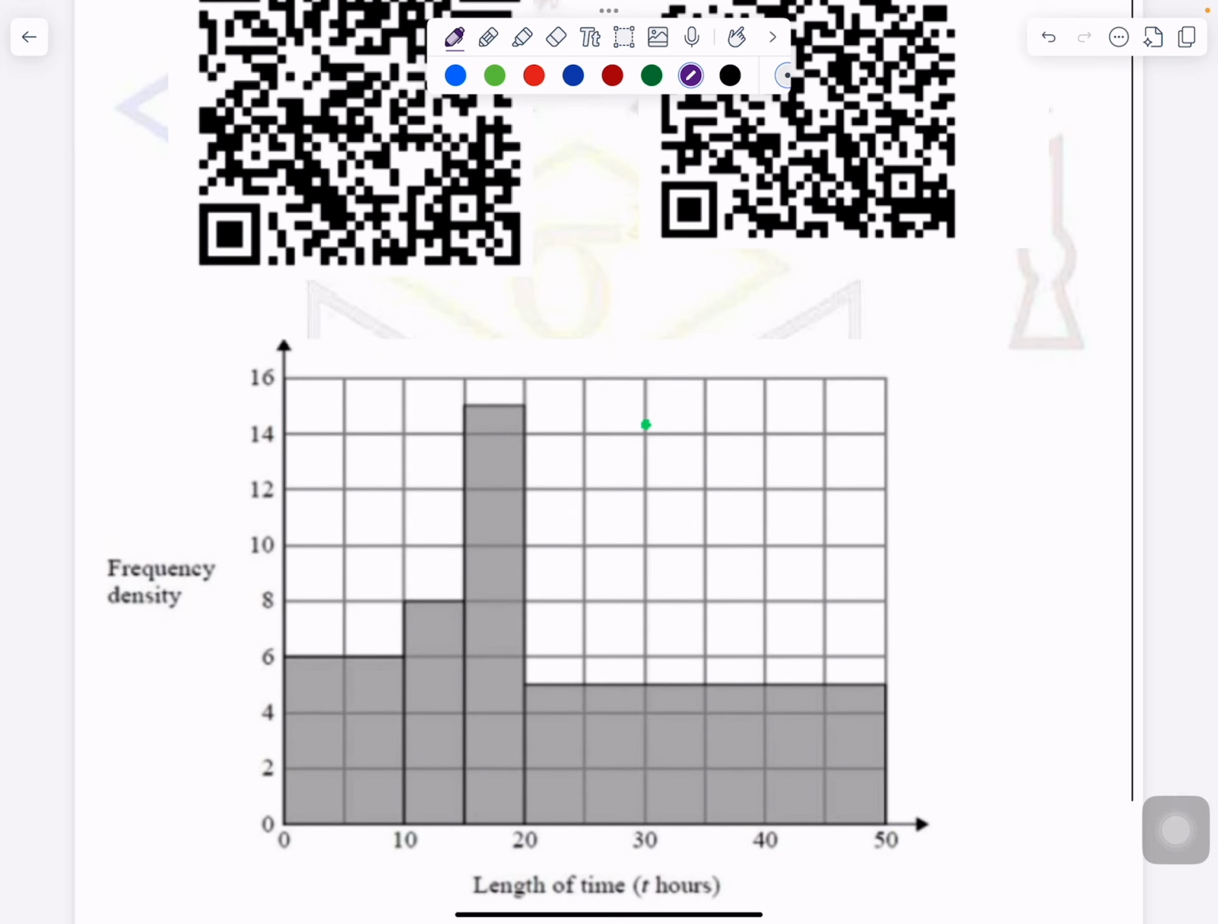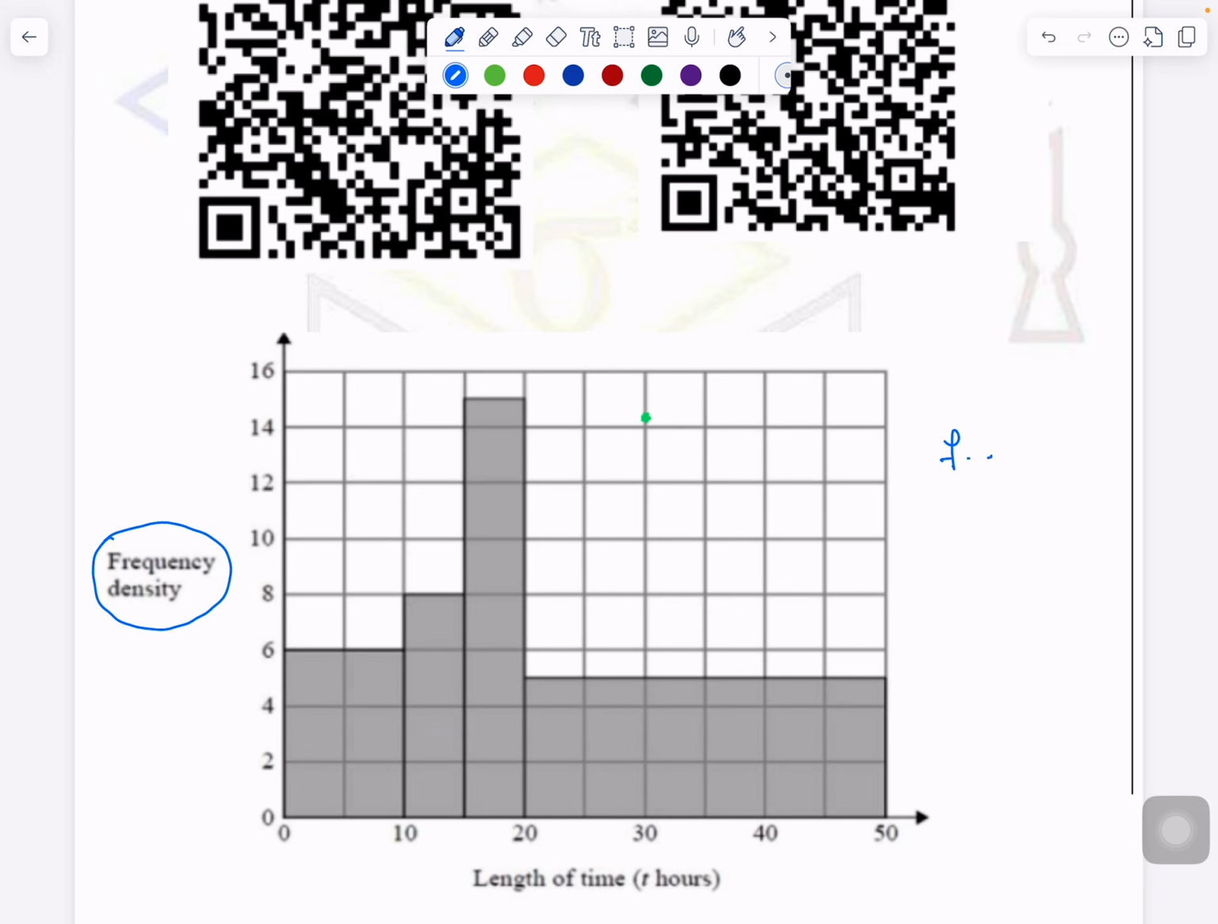You need to understand what type of graph is called histogram. So I have shown here the graph. This is called histogram. You can see there is no gap between the bars, and this is something important. On the y-axis it is written frequency density. I have taken an example, but first of all I want to explain it a bit. Frequency density is basically frequency divided by class width, right?